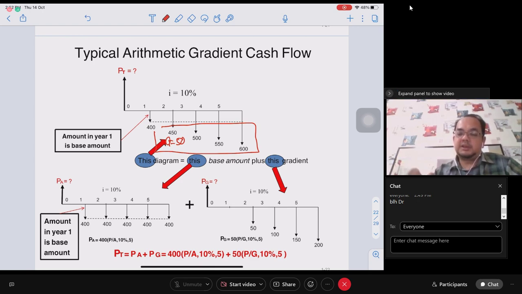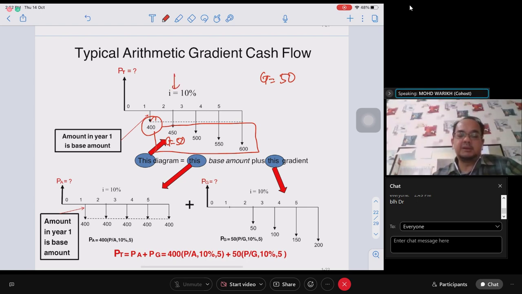Okay. G is 50 ringgit. Gradient is 50 ringgit. The base one is 400 ringgit. So the gradient starts, but the calculation starts as a normal one, as year 1. You do not start from year 2. Just remember that, don't get confused. The calculation is as usual, but the gradient starts from year 2, theoretically.